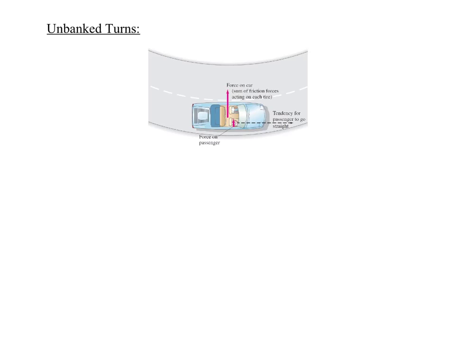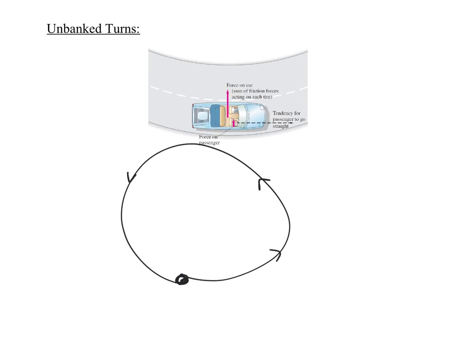But for unbanked turns, what we have is, again, a car from above. I'll draw the view. Here's the car at the bottom going this direction, and the road continues like this. When the car is here, the force acting toward the center, sorry, I should draw it a bit better here, toward the center, that force is friction, and it is static friction. Again, it is static friction.